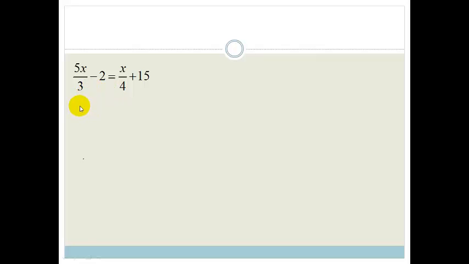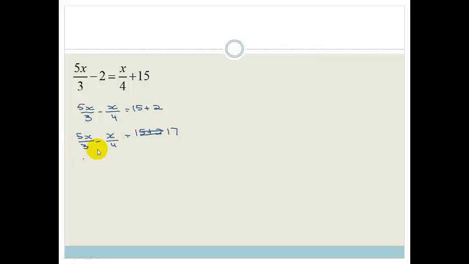So what we've got here then is 5x over 3 minus x over 4, because when you take this across the equal sign it becomes a minus, is equal to 15 plus 2, because when I take that across it becomes plus 2. So do you agree? We can just write that straight away as 17, and we've got 5x over 3 minus x over 4.